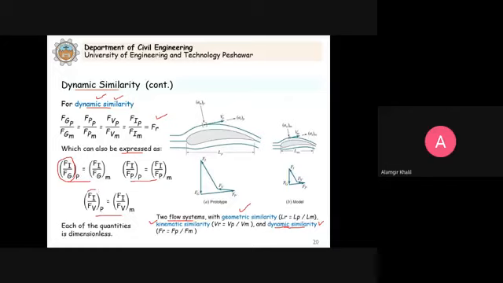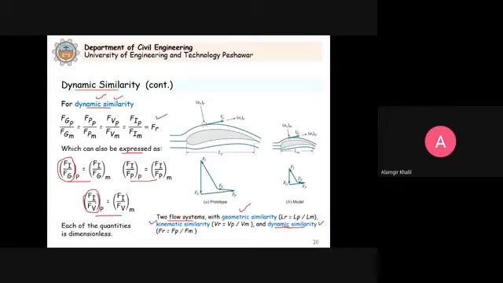If you remember this inertia force by viscous force, this is actually the Reynolds number. So it means that if the Reynolds number is the same in the model and the prototype, then in that case we say that dynamic similarity exists between the model and the prototype.